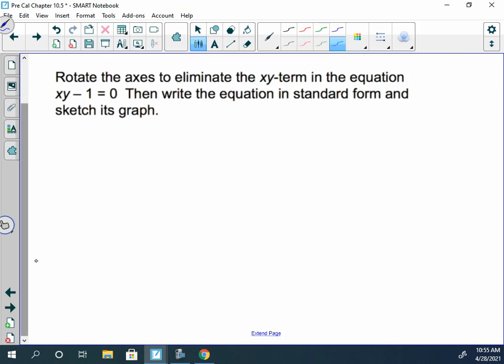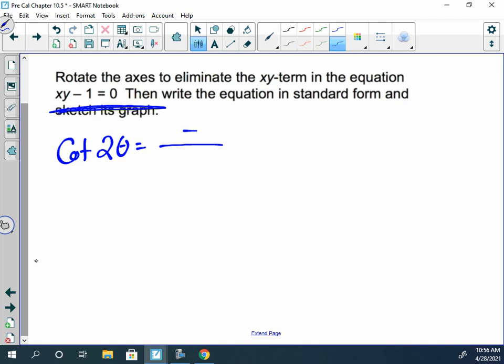This is the first one. We want to rotate the axis to eliminate the xy term in the equation xy minus 1 is equal to 0, and then write the equation, and as always, we're not going to worry about sketching the graph. If we look at this, the first thing we need to find is our angle. Cotangent of 2 theta is equal to a minus c over b.